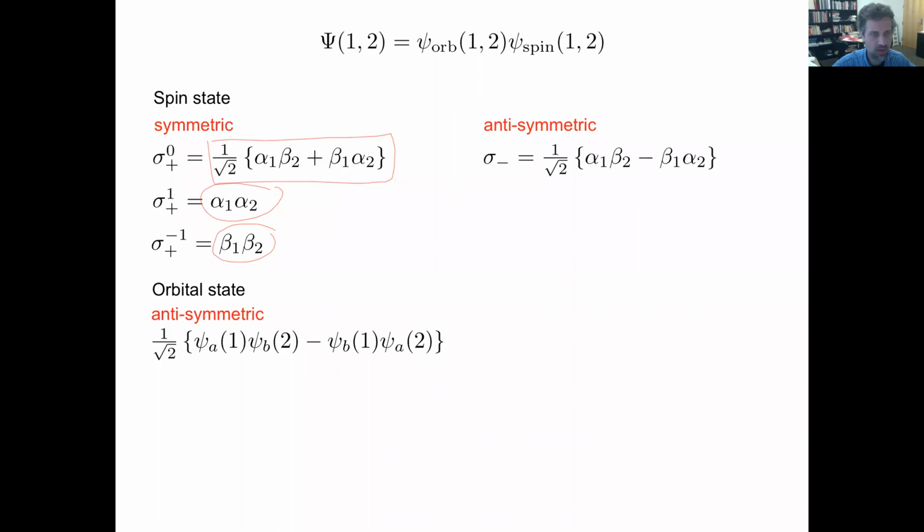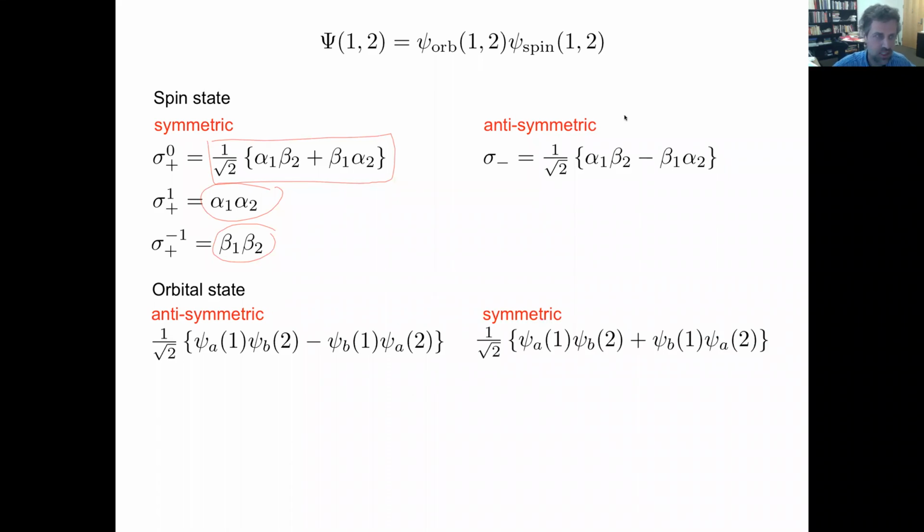Because the overall wave function, given over here, must be antisymmetric upon exchange of the particles. So if the spin state is symmetric, it's not going to give you antisymmetry. That means the orbital state must do it. And that's given over here by this orbital state. Now, the other possibility for the spin state, of course, is antisymmetric, right? That means it will take care of the antisymmetry of the overall wave function. And if that's the case, that means that the orbital state must be symmetric.